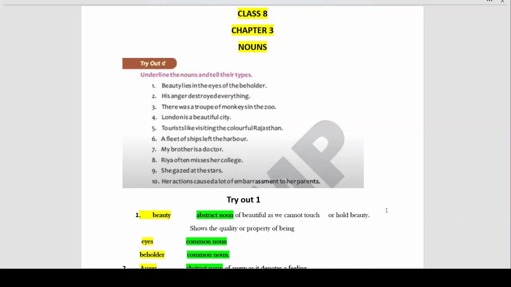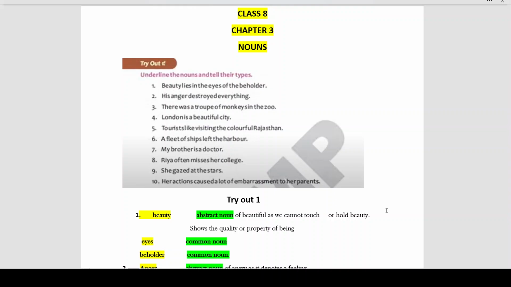Next, number three. There was a troop of monkeys in the zoo. Now, troop of monkeys. Monkeys is a class of animals. And what is the word given for this collection of monkeys? It is called troop. So, underline troop of monkeys, your collective noun. And in the zoo, zoo is your common noun. If you give a particular name to the zoo, then it becomes a proper noun. But since over here it is only mentioned the zoo, zoo is your common noun.